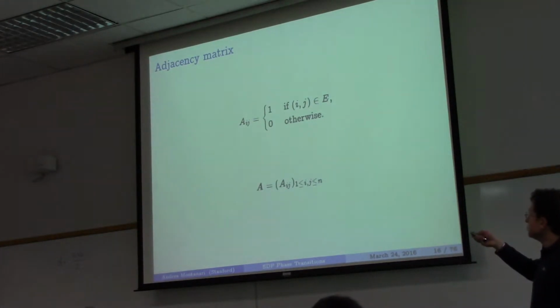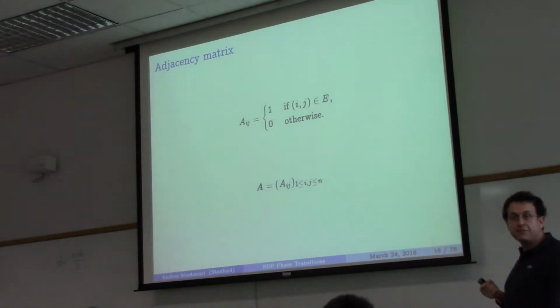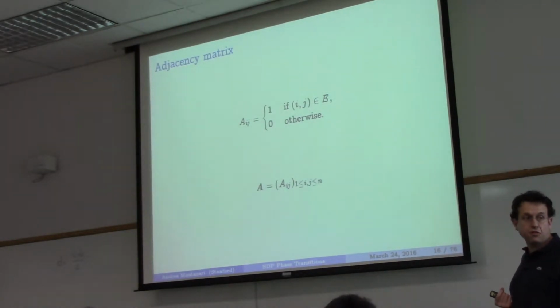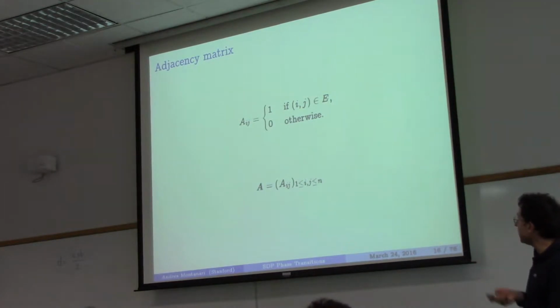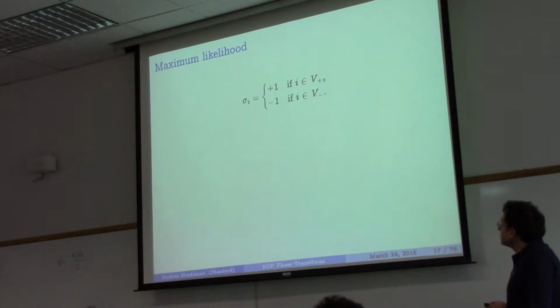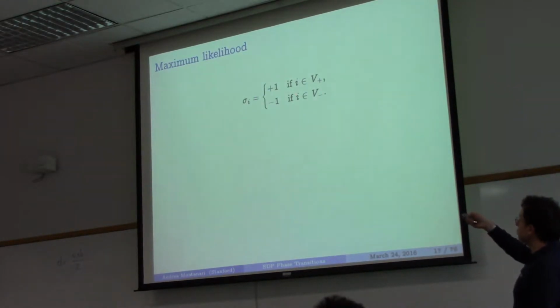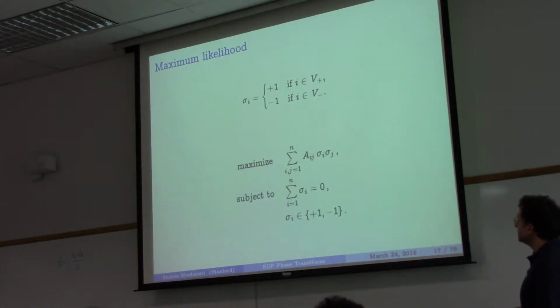Well, it's convenient to introduce the adjacency matrix. This is the 0-1 matrix whose entry ij is 1 if and only if ij form an edge, and 0 otherwise. All right, so this is an n by n symmetric 0-1 matrix. And again, we encode our partition with a vector sigma that is plus minus 1. And maximum likelihood is really the following: maximizing the sum over ij of A_ij sigma_i sigma_j.